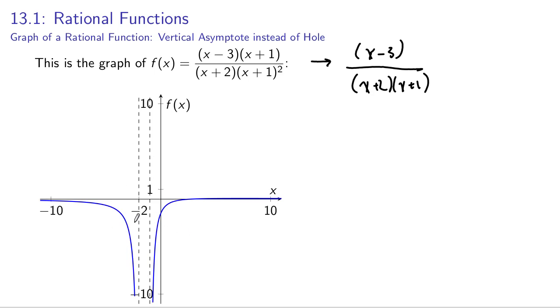You might wonder what happened to the graph inside of negative 2 and 1. There's actually a little piece of the graph in here that goes way up and way back down and way back up. That is so far above 10 it doesn't show up on this graph.